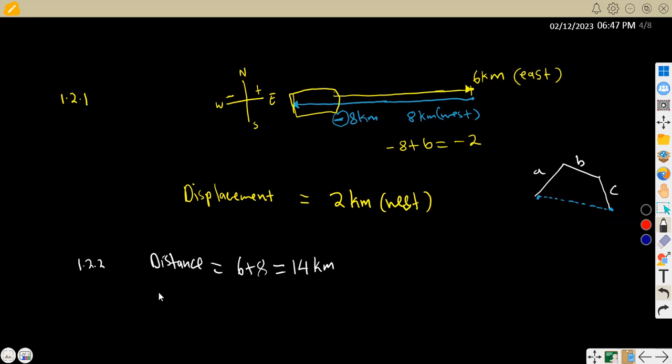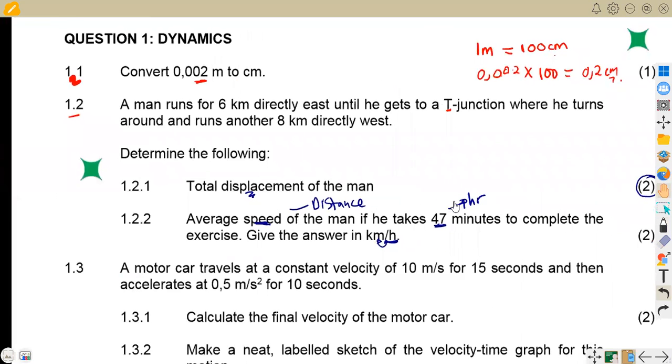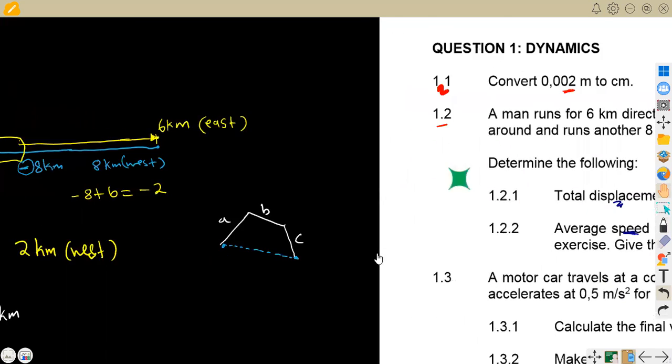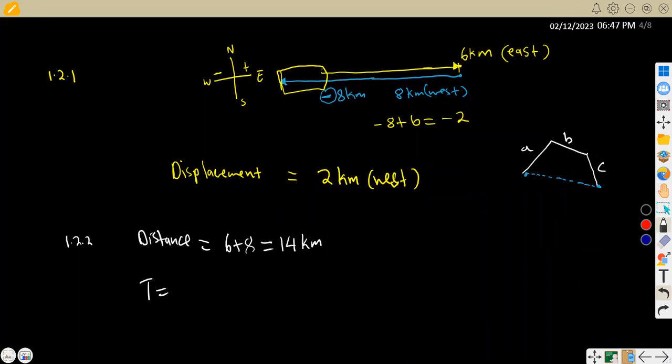So we have the distance and we are given the time, but this time is in minutes. If we check here, we are given that our time is 47 minutes. So we have to convert this to hours. Remember guys, to convert to hours, you simply have to divide, because we know that in an hour we've got 60 minutes. So to convert 47 minutes to hours, we divide, that's 47 over 60 times 1 hour. So it is going to be 47 over 60. That's our time in hours.